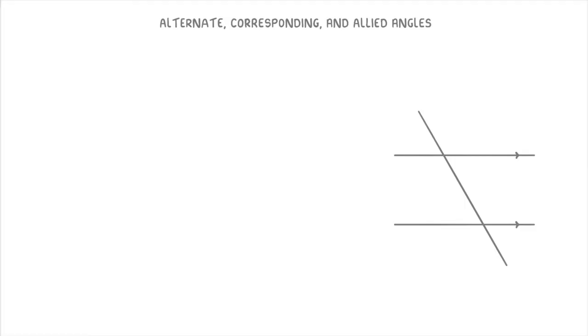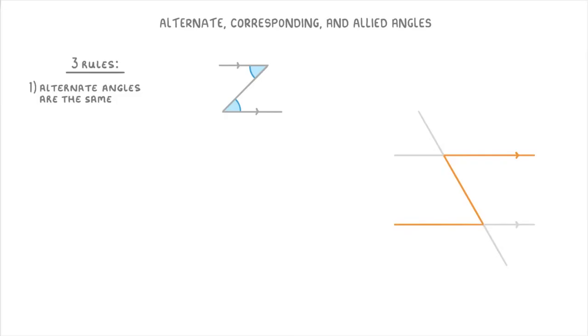To help with more complicated questions though, there are three more rules that are worth memorizing. The first rule is that alternate angles are the same. And what I mean by alternate angles is the two angles found in the corners of a Z shape like this. For example, if we look at our diagram, we can see that the Z shape is here, even though it's been flipped around in this case. And so it's these two 60-degree angles that we consider alternate angles.